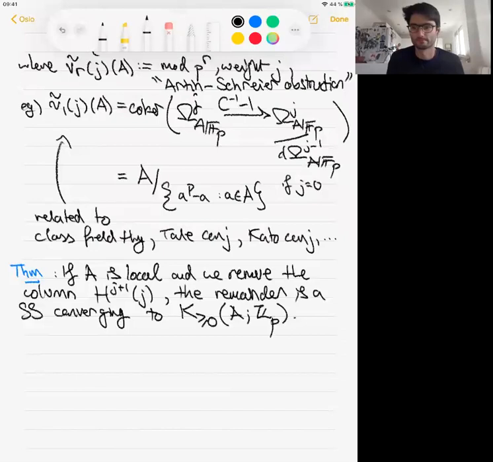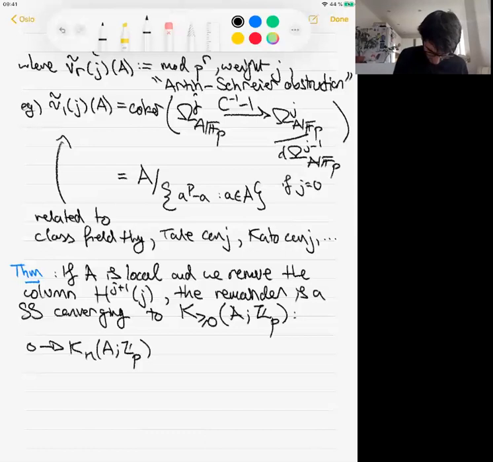So that might look totally bizarre. One of the results underlying that is that there's always a short exact sequence. It's even split between the usual K theory of A, the étale K theory of A, and this group that I stuck at the end.